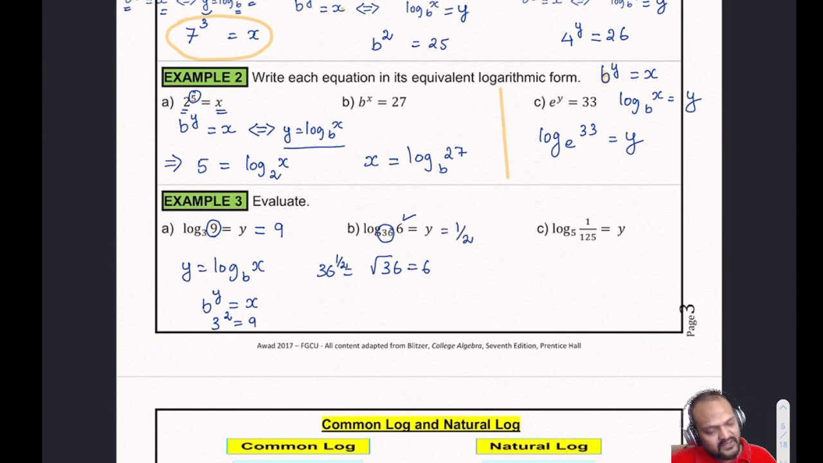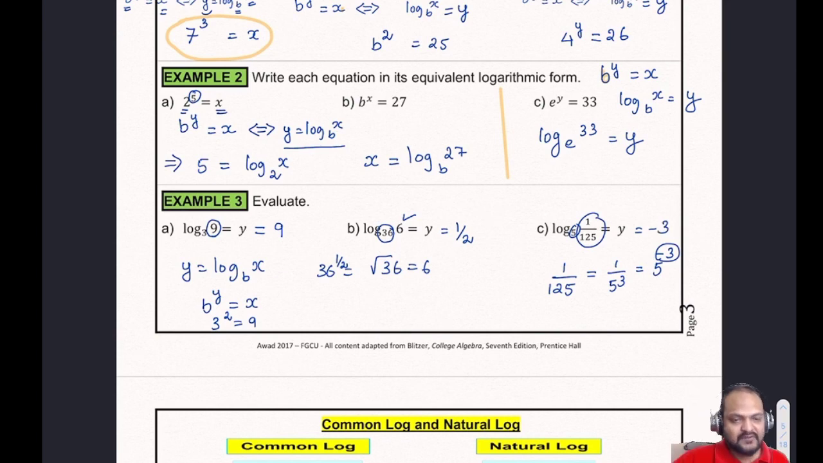And here, what is the power of 5 that will give me 125? You know that 1 over 125 can be written as 1 over 5 cubed, which then can be simplified as 5 to the negative third, right? So 5 to the negative third is 1 over 125. So the power of 5 that will give me 1 over 125 is negative 3. So therefore the answer for this would be negative 3.